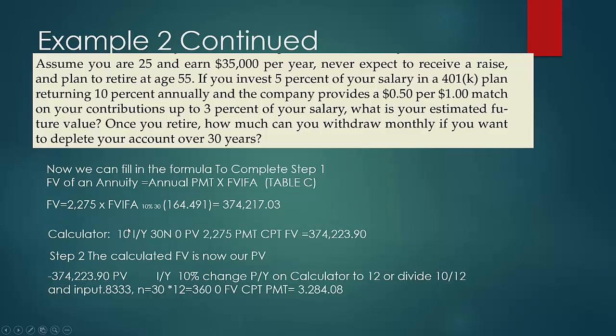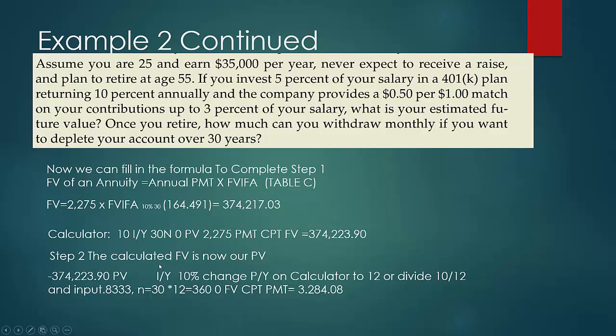Now, if you want to do it using the calculator, it's a little bit different. You would input what? 10 is your interest rate, because it's right up here. 30, the difference between 55 and 25, this is a 30-year problem. 0 present value, 2,275 payment, and then we would compute for the future value. And we end up with 374,223.90. So that's very, very close to if we had used the factor.